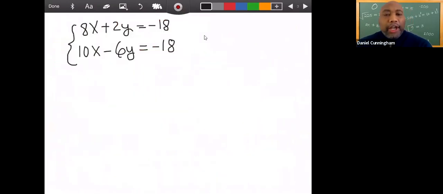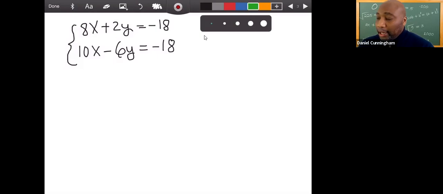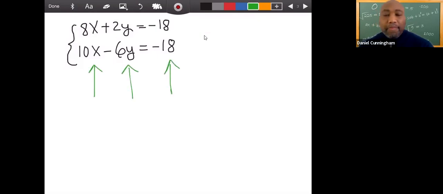So let's look at another system of equations and solve this using the elimination method, or the addition method. Now in this case, I cannot just add the x's and the y's, even though they're lined up, which is good. The x's are lined up, the y's are lined up, and the numbers. Make sure they're lined up on the equations.